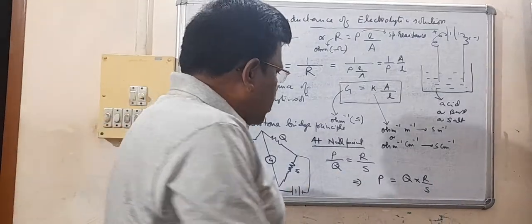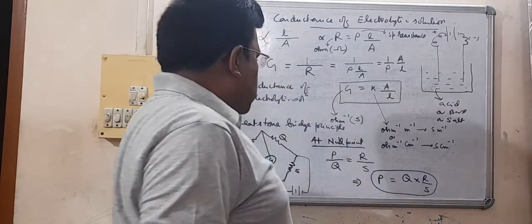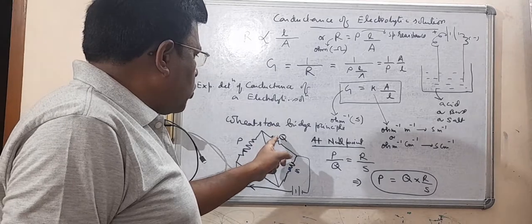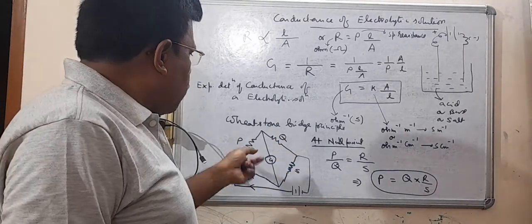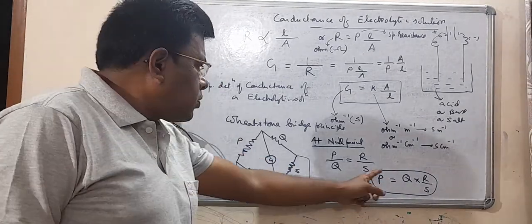So the significance of this relation is that suppose out of these 4 resistors, we know the value of 3, we don't know the value of the 4th one. The 4th one we can find out from this relation.